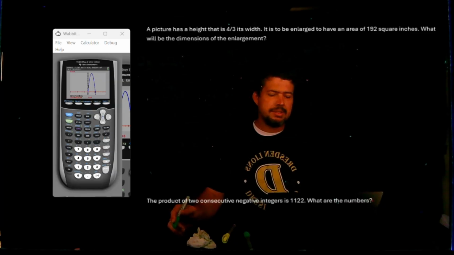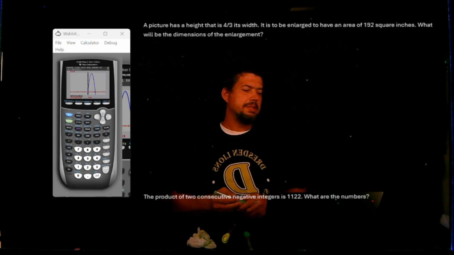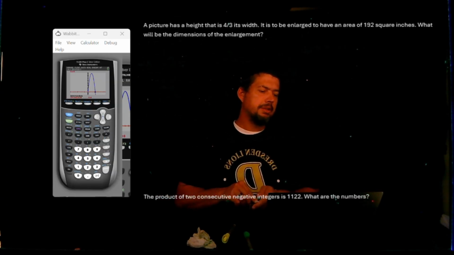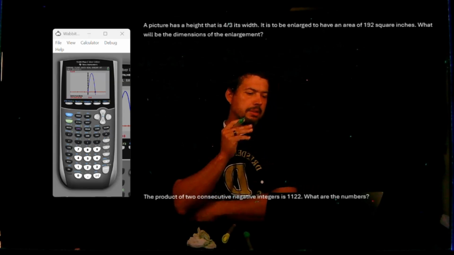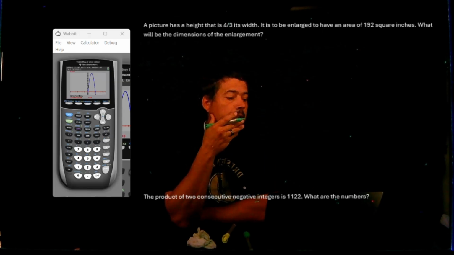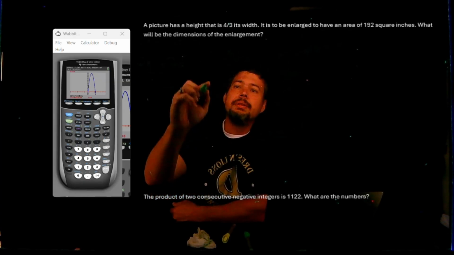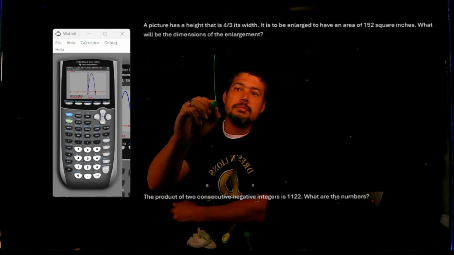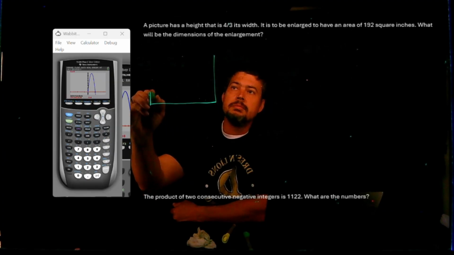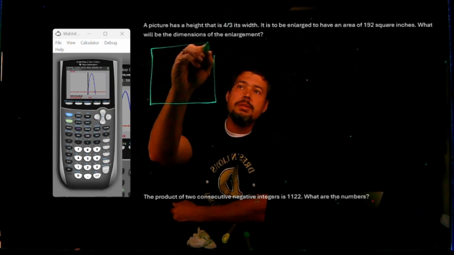A picture has a height that is 4/3 its width. It is to be enlarged and have an area of 192 square inches. What will be the dimensions of the enlargement? All right, so I have a height that is 4/3 of its width, which actually means it's taller than it's wide.